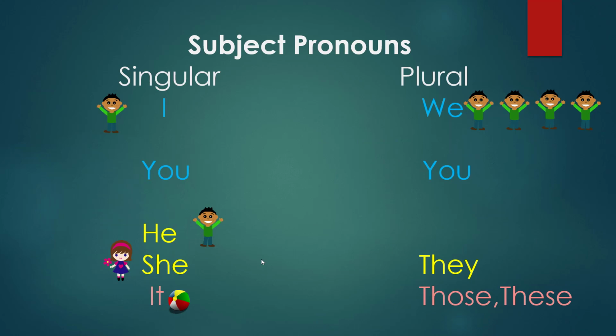Subject pronouns. Singular means one. Plural means many. I is a singular pronoun. We is the plural pronoun. The singular and plural form of you is you. He and she are the pronouns which indicate male and female gender. These are singular pronouns. The plural form of he and she is they. The singular pronoun for things is it. Plural forms are these, those.